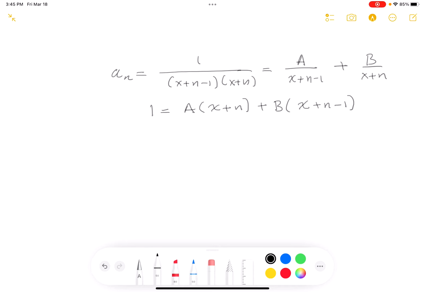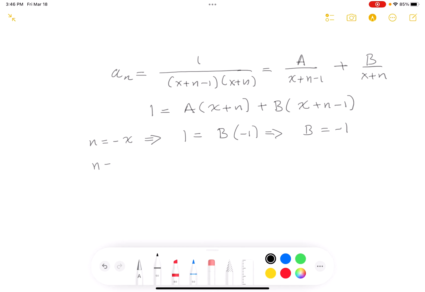I'm going to let n equal minus x, because I think it's easy. And you would get 1 equals, well, if n is equal to minus x, the a disappears. And we're left with b. And if n equals minus x, you get minus 1. And what does that mean? It means b is minus 1.